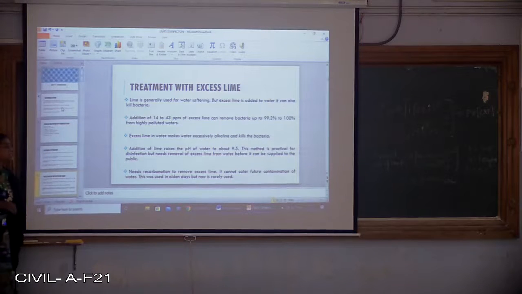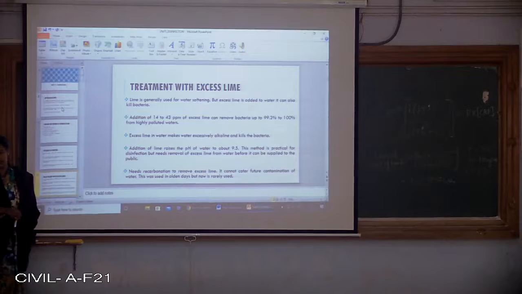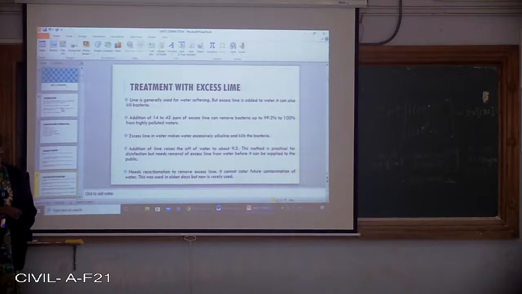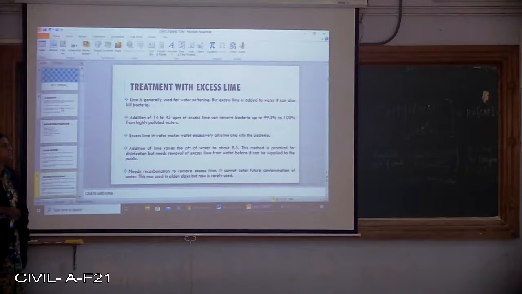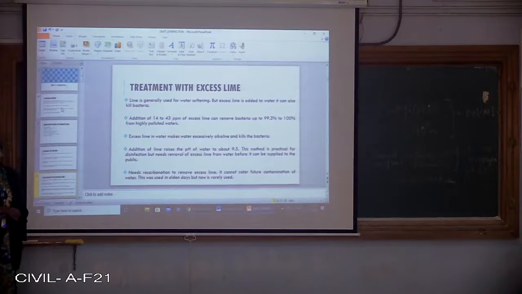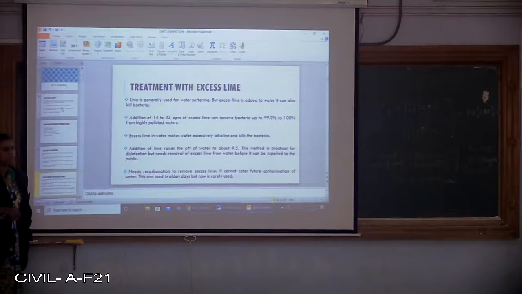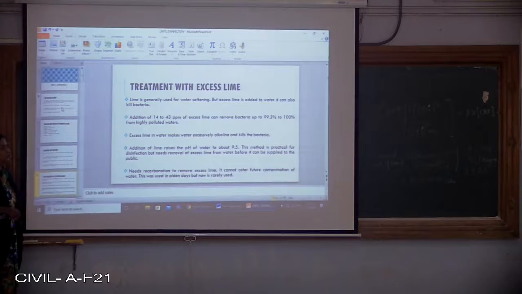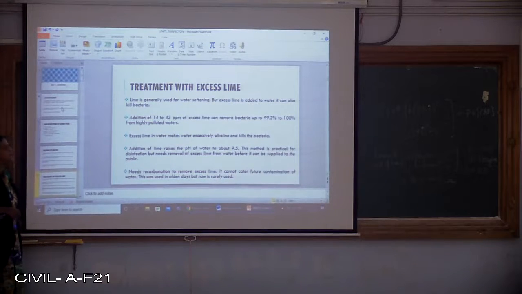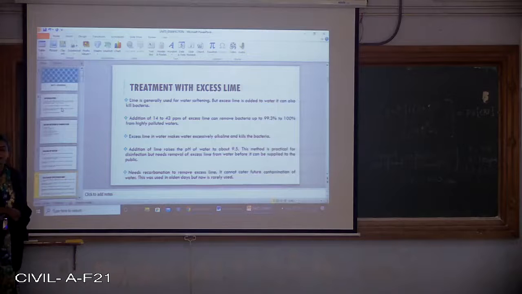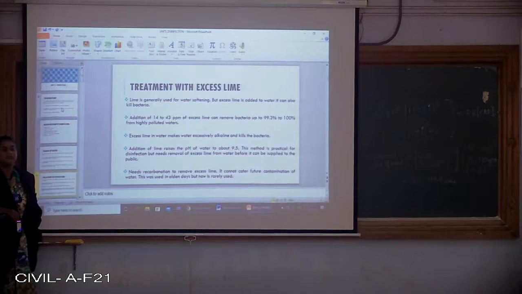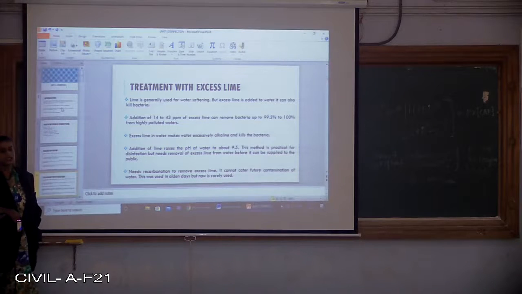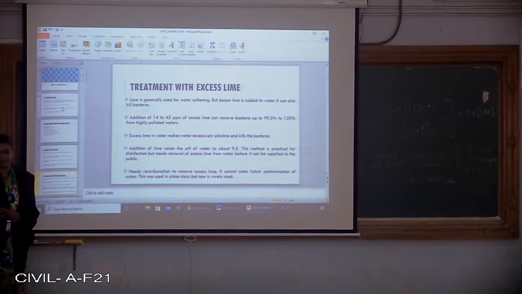So the next one is the treatment with excess lime. Lime is generally used for water softening. In the softening chapter, we have seen that lime was used for the purpose of softening. Here this treatment with lime can be used as a disinfection also. When excess lime is added to water, it can also kill the bacteria. Whenever you add lime in excess quantity, it will act as a disinfectant and will kill the bacteria.